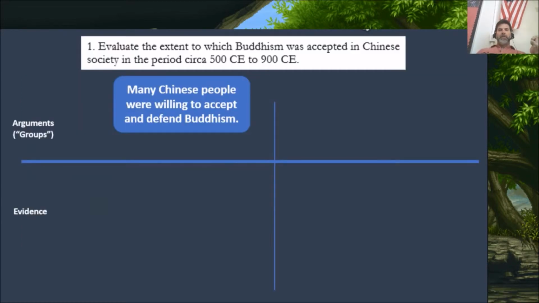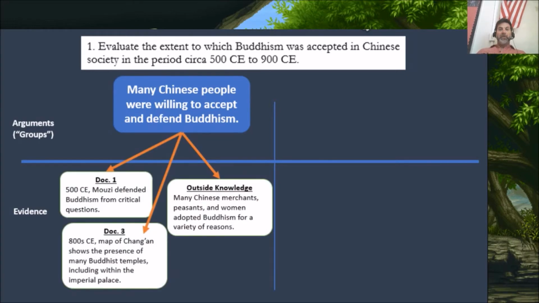Now remember that the groups you come up with need to be focused around some piece of evidence that shows you something you could say about the prompt. So if we're looking for the extent to which Buddhism was accepted in Chinese society, your arguments need to be focused around this idea of whether people were accepting it or not accepting it, and for what reasons? So we saw a couple of documents that showed us that many Chinese people were willing to accept and defend Buddhism. So our first argument could be that.